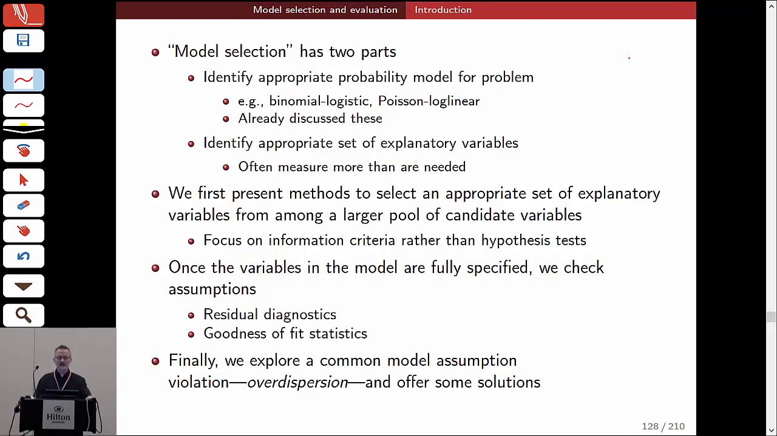Once the variables are in the model and they're fully specified, we need to check model assumptions. So we need to do things like residual diagnostics and look at goodness of fit statistics for the model. And then finally, we'll explore a common model assumption violation called overdispersion that happens all the time with categorical data, and I'll offer some solutions.